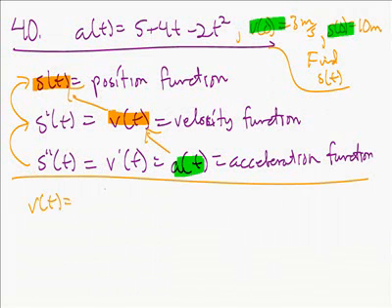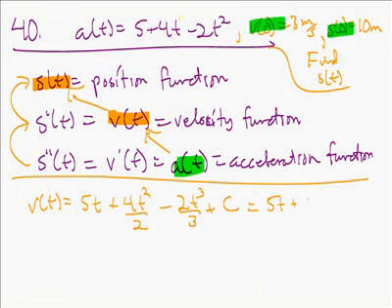So our velocity function v of t is going to be the antiderivative of our acceleration function. So remember, the antiderivative of a constant is the constant times the variable, so 5t, plus 4t squared over 2. Remember that the exponent on t here is 1, so raise the power by 1 and divide by that amount, minus 2t to the third over 3 plus some constant c. So let's go ahead and simplify that. That's equal to 5t plus 4 over 2 is 2t squared minus 2/3 t cubed plus c.